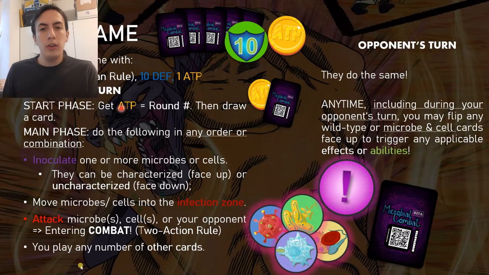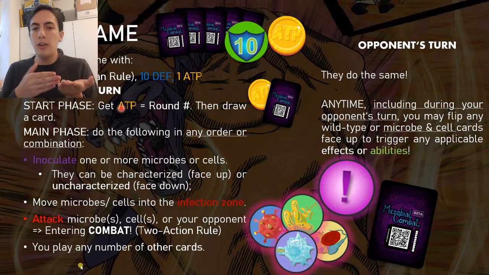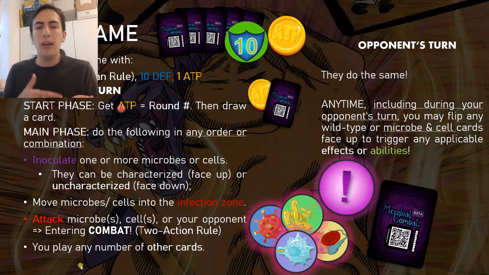Then, when it's your opponent's turn, they do the same. They get their ATP, they draw their card, and then the only thing that you can do during their turn is reveal cards that you had placed uncharacterized. You can flip them up and have their effects take place. If they had already been shown, you already see what they are, you can still trigger their abilities during your opponent's turn, so long as it says within the card text that you can, that it's not a one-time thing that you've already used up, for example.